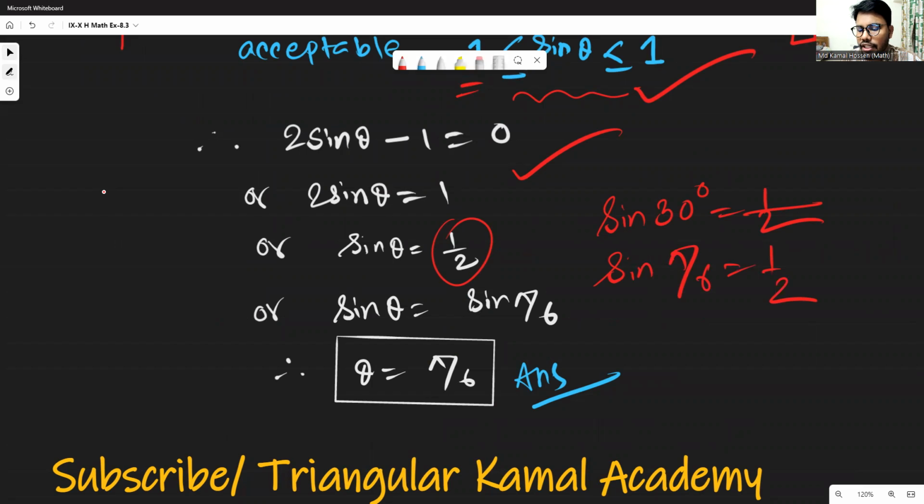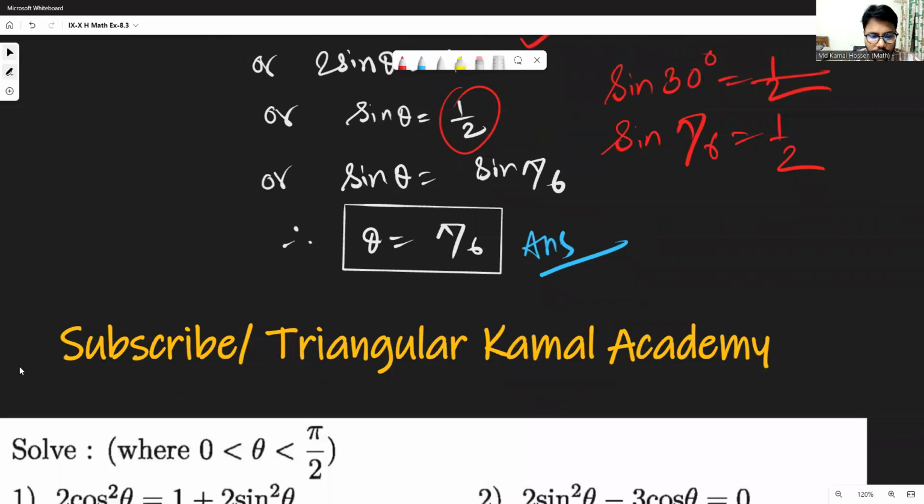Eliminating sine from both sides, theta equals pi by 6. And this is the answer. So, third question done.